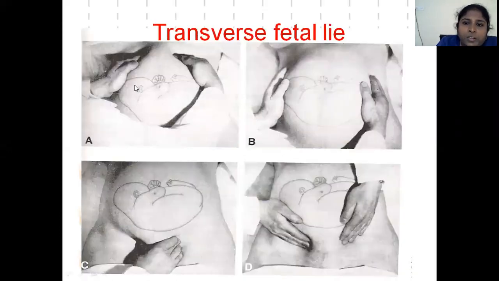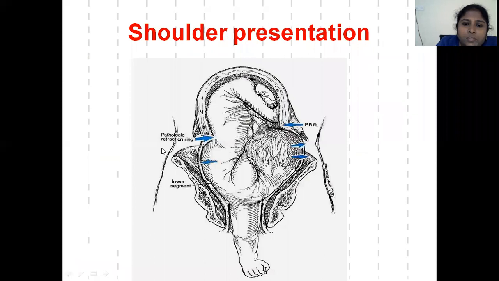So this is a picture of the transverse lie. See, the long axis of the mother is this and the long axis of the fetus is perpendicular. Usually shoulder presentation will be there, and sometimes an extremity may come out, a limb, a hand. This has led to obstructed labor, and here a pathological retraction ring is formed. This is called Bandl's ring. This ring will obstruct the fetus from coming out.